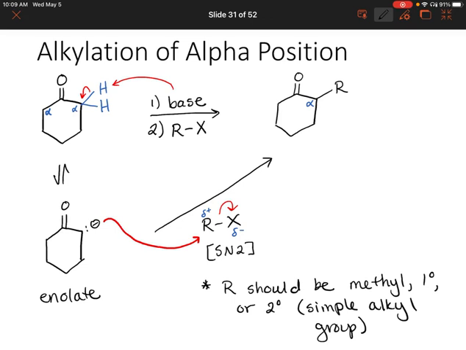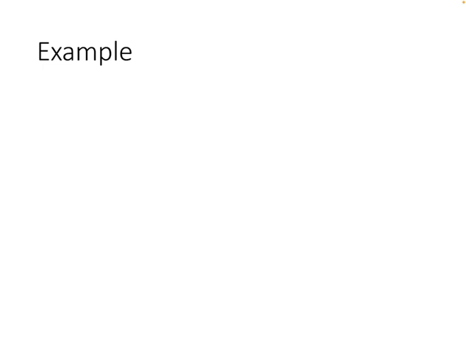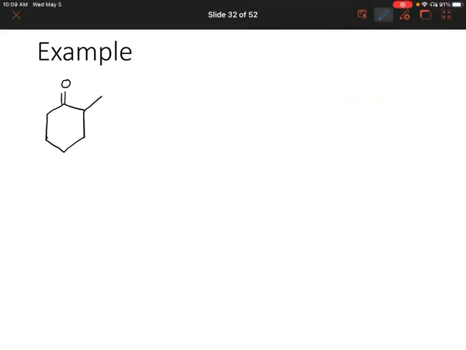Now, what if our starting material is asymmetrical? What would happen then? So let's say we have something similar to what we saw on the last slide, but this time there's already a methyl group on one of the alpha carbons. So again, we have two alpha carbons, but now we need to figure out which side is favored, what kind of products we're going to end up with.